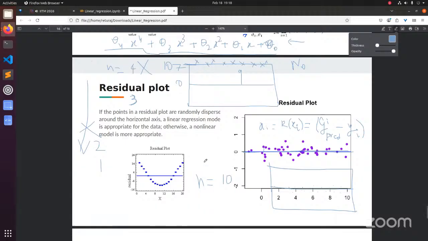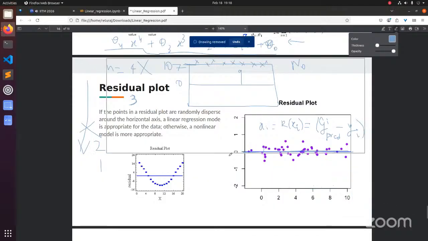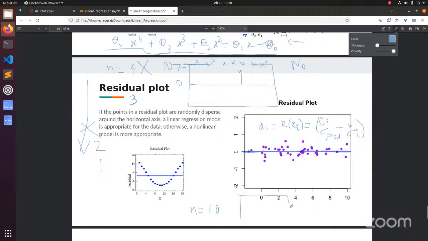Is this a good plot? Can you see the plot though? I feel like I made a mistake. So what I'm saying is, say for n equal to 10, you said increase. So I increased it from 5 to 10, and the residual plot looks like this.